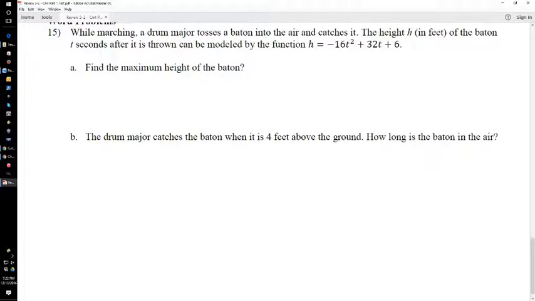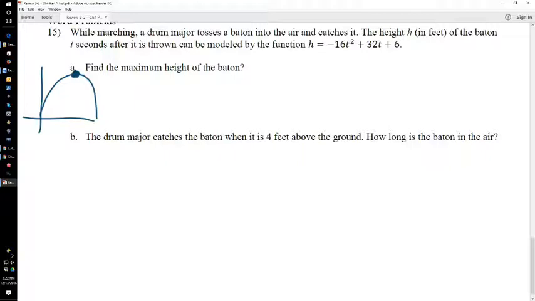Alright, now it's time for the word problem. While marching, a drum major tosses a baton into the air and catches it. The height of the baton, t seconds after it is thrown, can be modeled by the function given. So basically, if this is your x and y axis, the baton goes up in the air and comes back down. And since the maximum is going to be the vertex, we're going to put the quadratic in vertex form. And then we know the maximum height that we get.